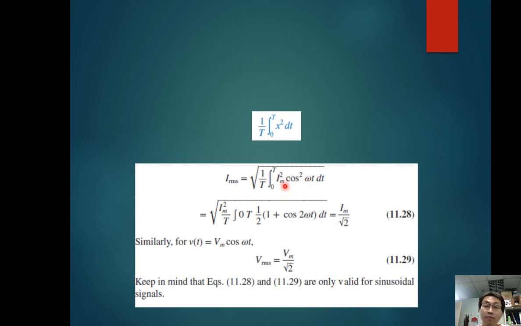Okay, by using this equation, assume that i equals Im cos omega t. After we derive, we find that I RMS is actually equal to I peak divided by square root 2. Same as well, if we start from v(t) equals Vm cos omega t, we can derive and find that V RMS equals Vm over square root 2, if the I and V are pure sine waves.